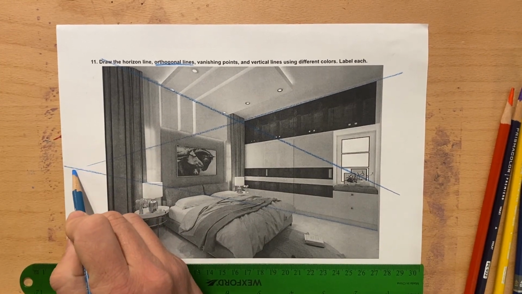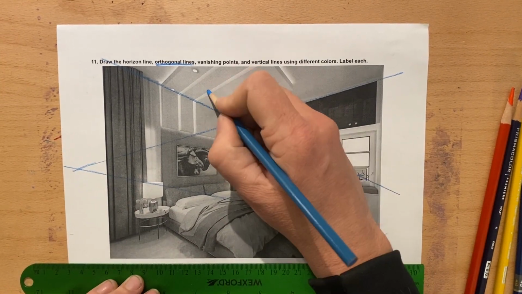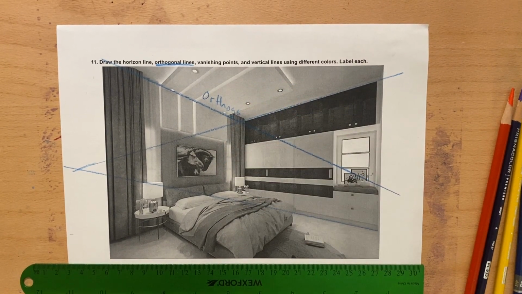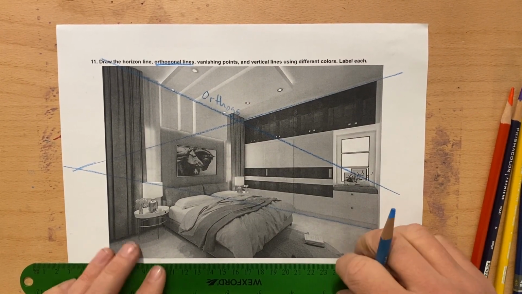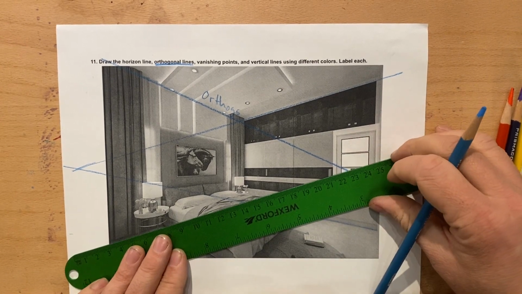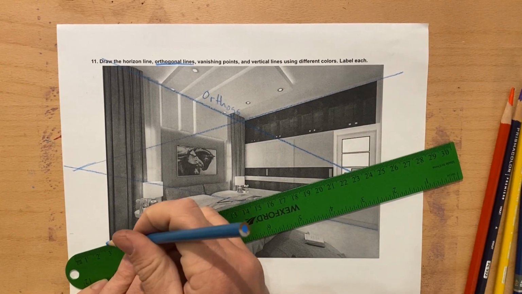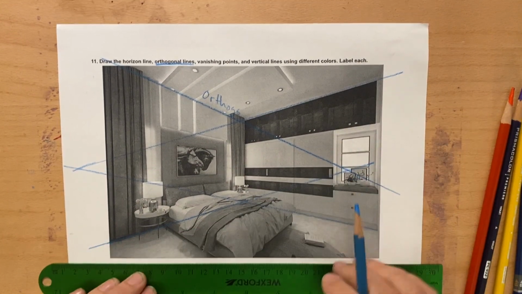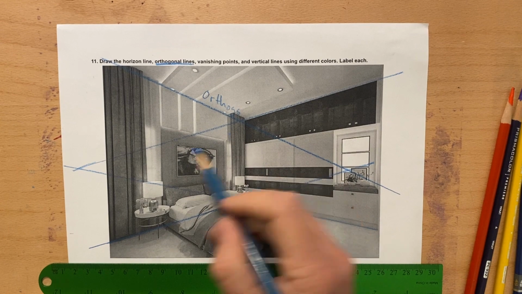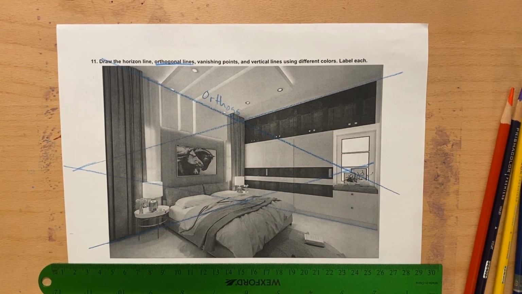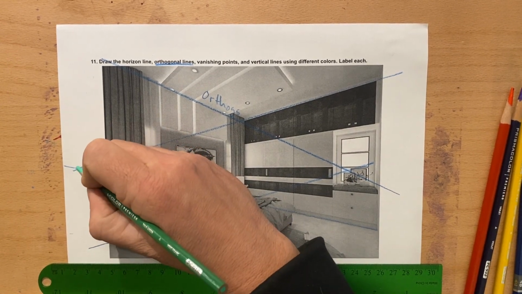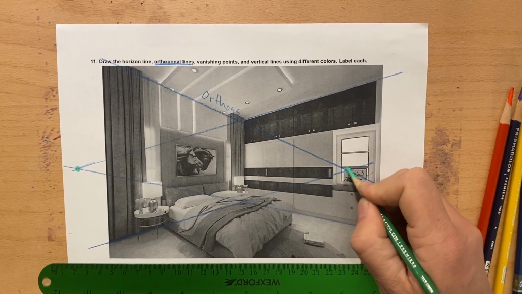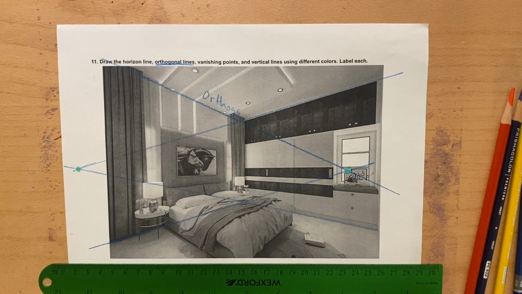All right, so there we've got 2 orthogonals. Orthogs. Then find our other vanishing point. I'm gonna use this orthogonal right here. All right, so we've got 4 intersections here of our orthogonal lines. These ones are gonna be our vanishing points right here and right here. They're gonna be the ones that are in the middle, kind of where the horizon line should go.